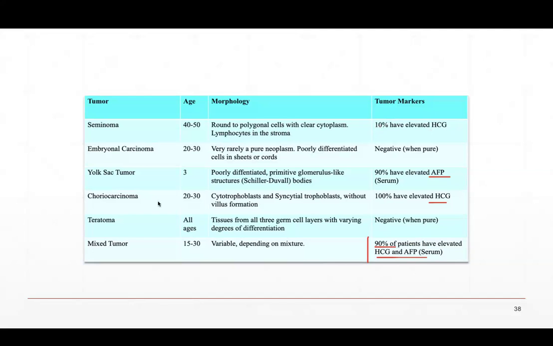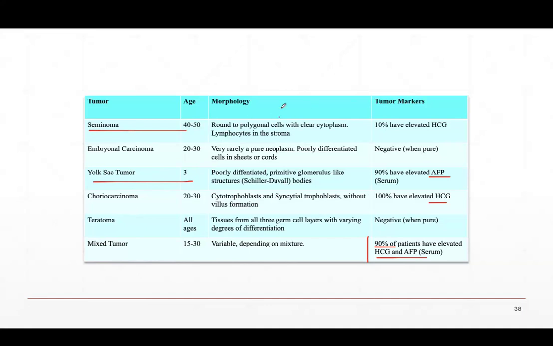Tamam. And then another thing I want you to take from this are the ages. For example, you won't find a yolk sac tumor in an adult, you'll find it in a small child. Tamam. Pediatrics. Meanwhile, a seminoma is usually not something you'd find in pediatrics because it usually comes in middle ages. And so these ages and the tumor markers are the most important thing.